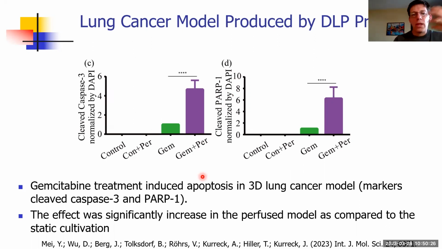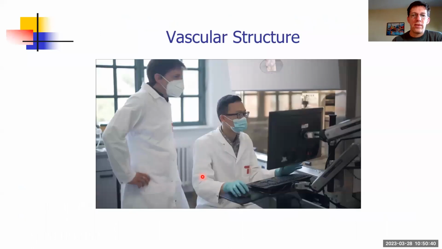So what we think is that we can nicely introduce a vascular system in our model with a bioprinting approach, and then we can perfuse our model and give a more realistic picture of the biological system.